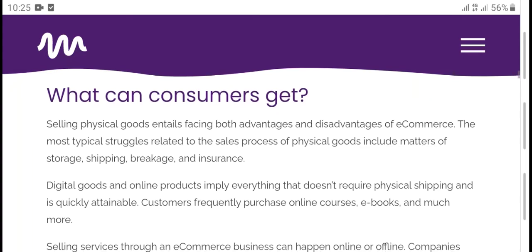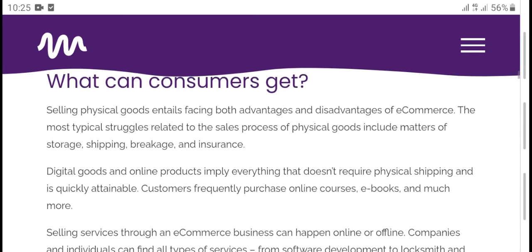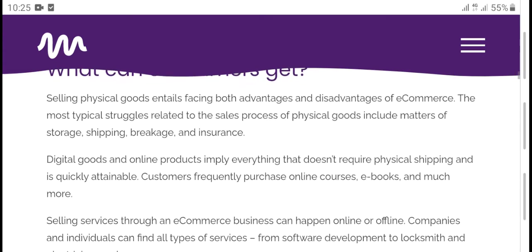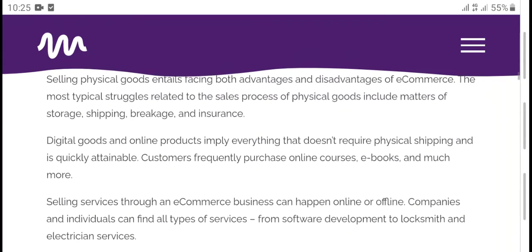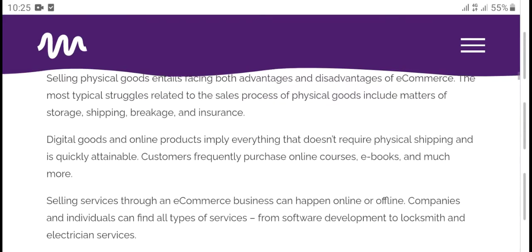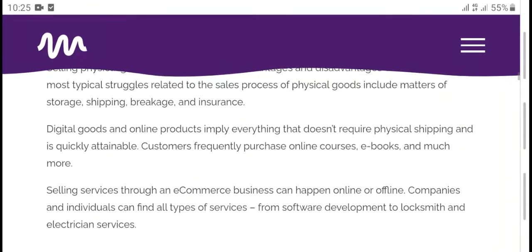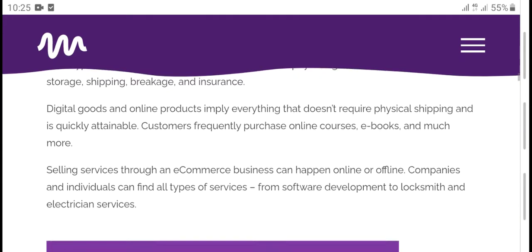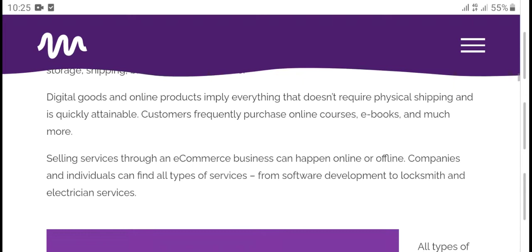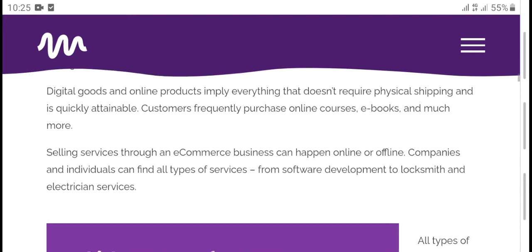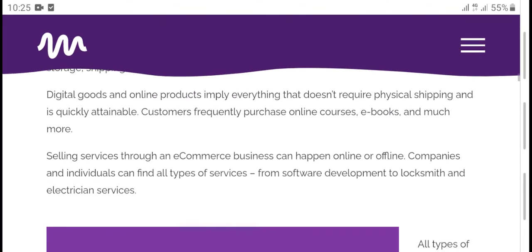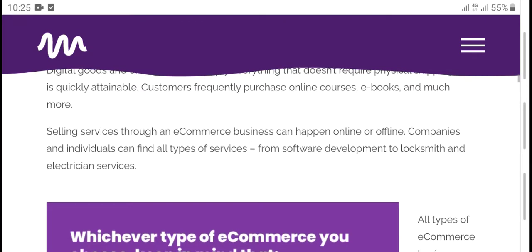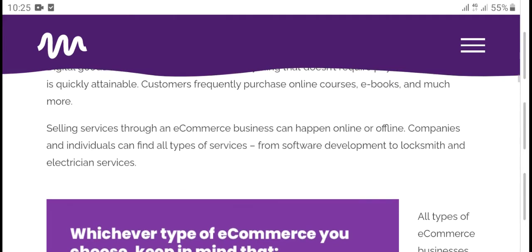Selling physical goods has both advantages and disadvantages in e-commerce. The most typical strategy relates to the sales process: physical goods increase material storage, shipping, packaging and insurance. Digital goods are online products, everything that doesn't require physical shipping and doesn't affect customer feeling: purchasing online courses, ebooks and much more.